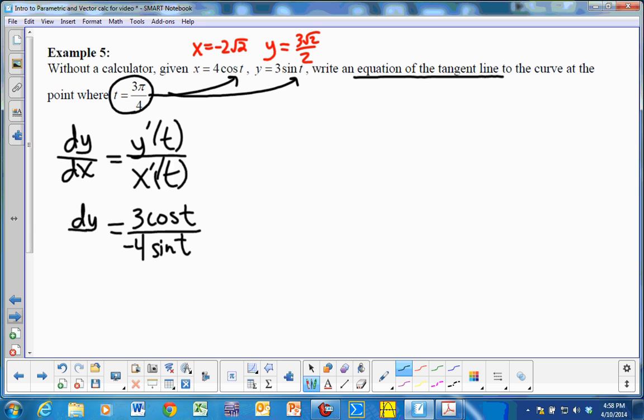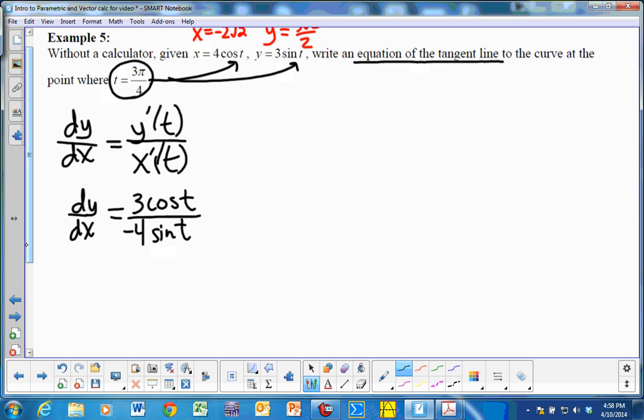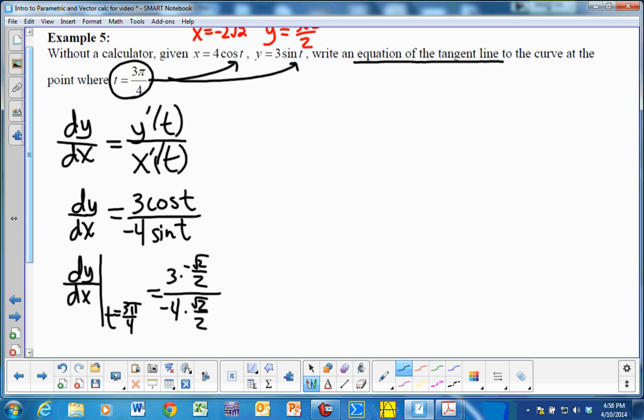So here's my derivative. Now I need to find my slope at that point. So I need to find what is dy dx when t equals 3 pi over 4, because that's the slope that I need for this line. So we get 3 times cosine of 3 pi over 4, which was negative square root of 2 over 2, over negative 4 times sine of 3 pi over 4, which was positive square root of 2 over 2. So your negatives go away, your square roots of 2 over 2 go away. So our answer will be 3/4 there.